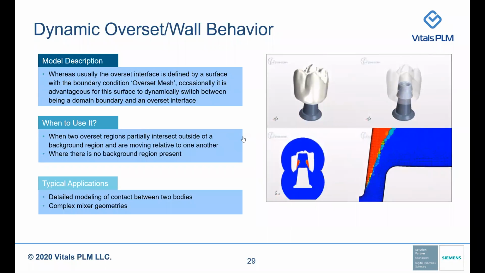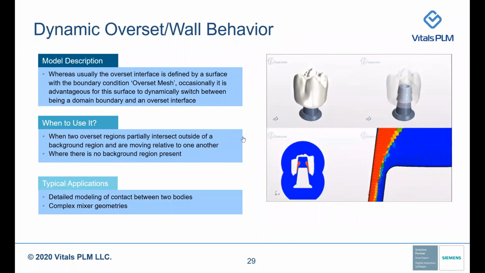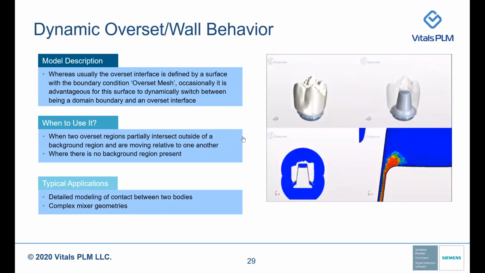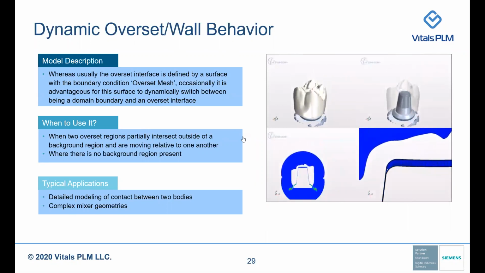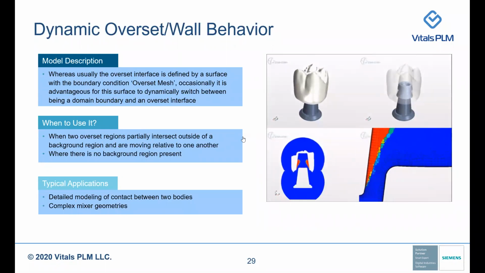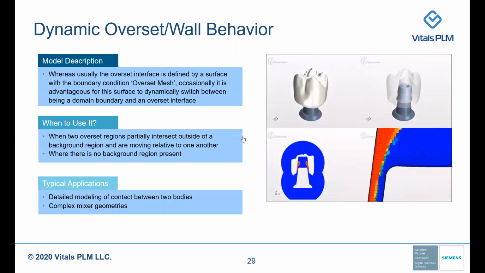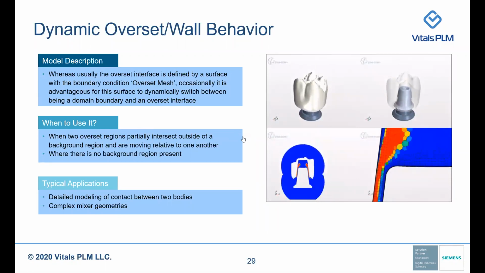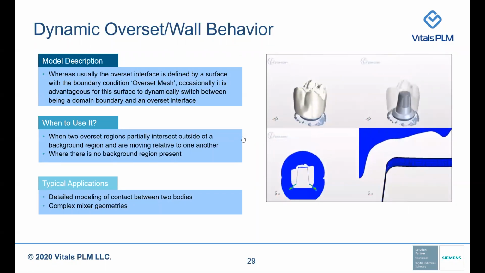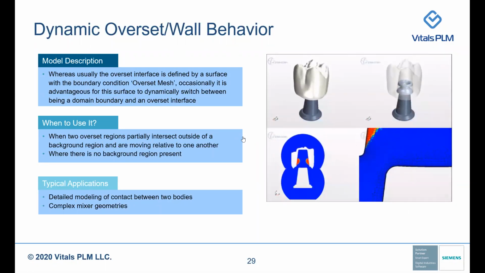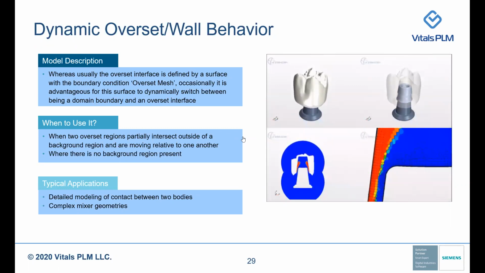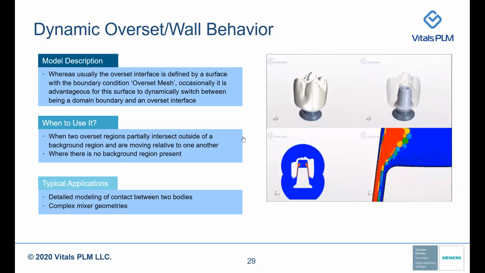Another feature in the overset mesh technology is the ability to model the overset interface dynamically as an interface and also as a wall. Here in this example, this is a medical example. What we see here is the tooth is implanted, and the motion of the tooth while it is being implanted is modeled using the overset mesh.